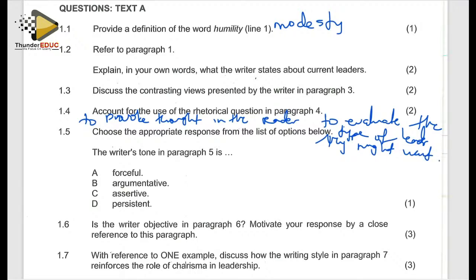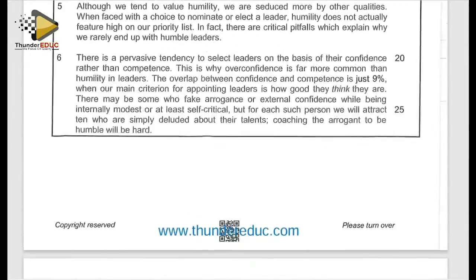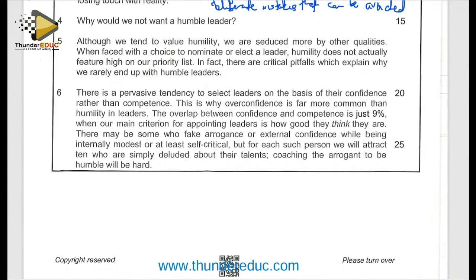All right. The writer's tone in paragraph 5. Let's go to paragraph 5 and identify the tone. It says, although we tend to value humility, we are seduced more by other qualities. When faced with a choice to nominate or elect a leader, humility does not actually feature high on our priority list. In fact, there are critical pitfalls which explain why we rarely end up with humble leaders.